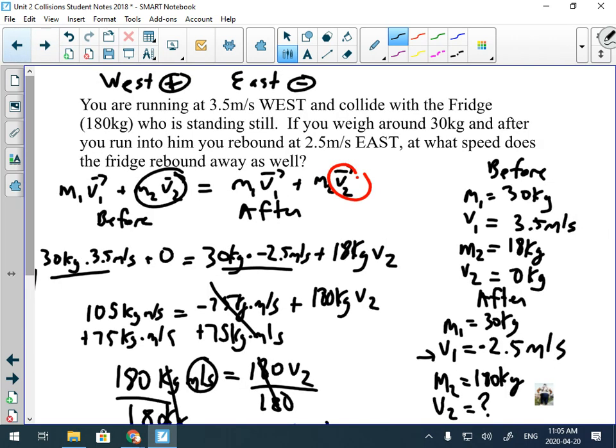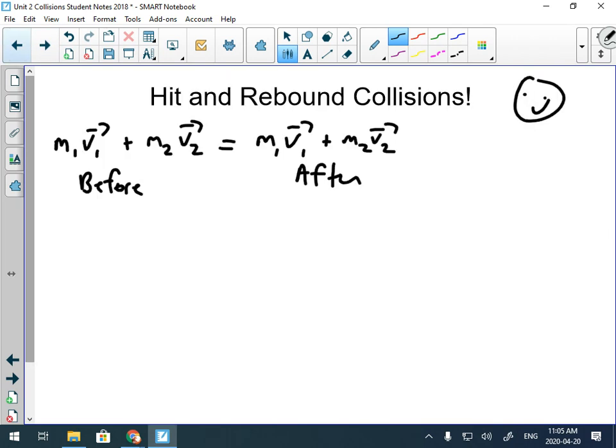So that is hit and rebound collisions. You should be able to work through a few of the problems on that worksheet now. If you haven't started that worksheet, pick away at it. We're going to be looking at explosions tomorrow, and then there'll be a day of review and catch up, and then the project will be due Friday. All right, thanks, guys.